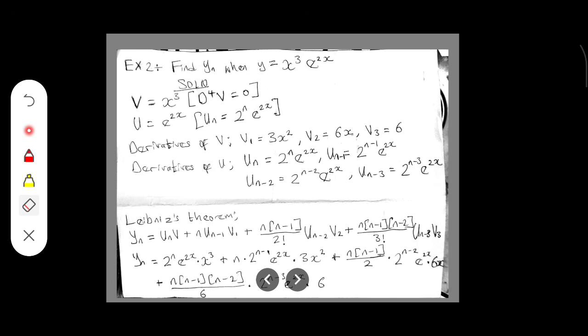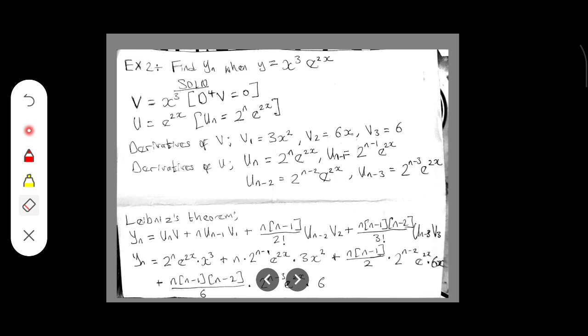And now we apply it into the Leibniz theorem, which says that the nth derivative of y is equal to u subscript n multiplied by v, plus n times u subscript n minus 1 multiplied by v subscript 1, plus n multiplied by n minus 1 over 2 factorial multiplied by u subscript n minus 2 multiplied by v subscript 2, plus n(n minus 1)(n minus 2) over 3 factorial multiplied by u subscript n minus 3 multiplied by v subscript 3. We'll be stopping at v subscript 3 because that is the highest order of differentiation we can do for this particular question.